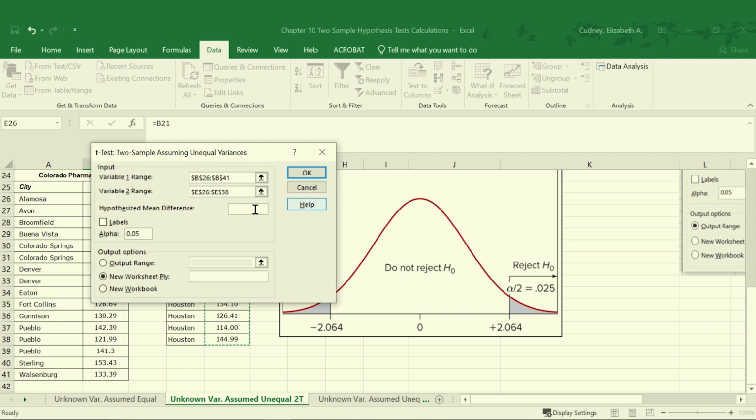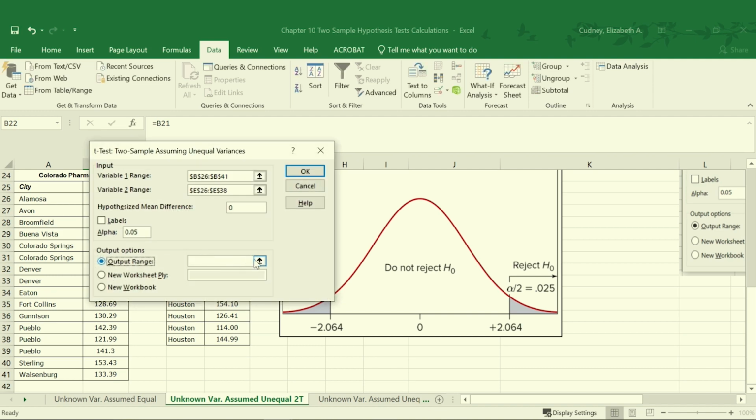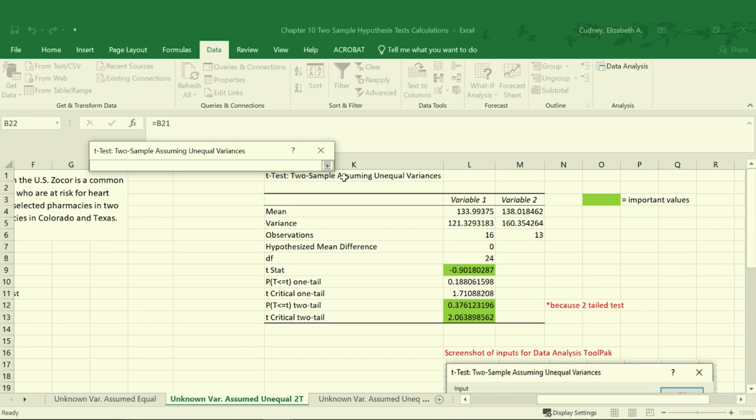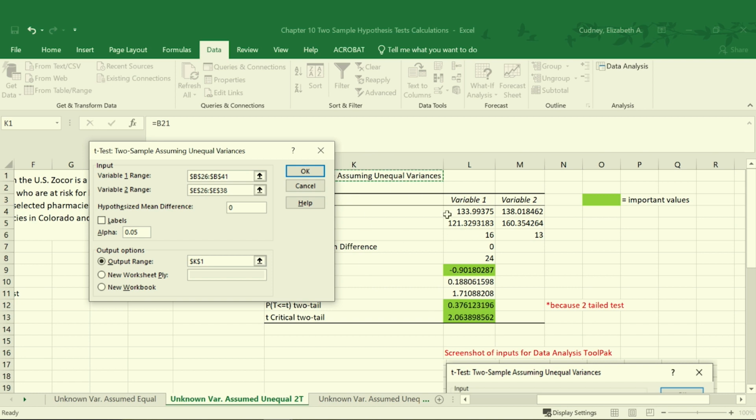My hypothesized mean difference is 0. I did not select my labels, so I'm not checking that box. And then my alpha value is 0.05. I'm going to change my output range so that it is cell K1. Since I already have this output, I'm going to cancel out of this, but if I selected OK, I would get this output without the shading.